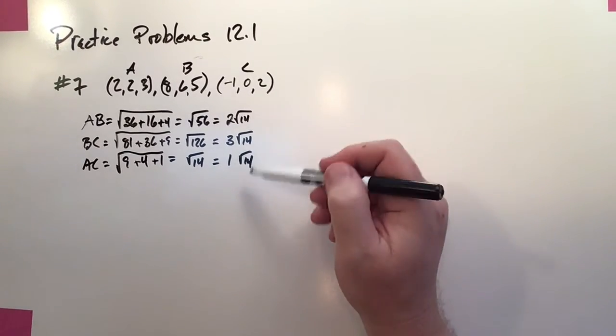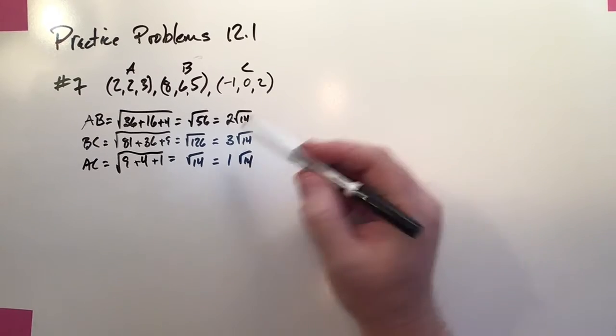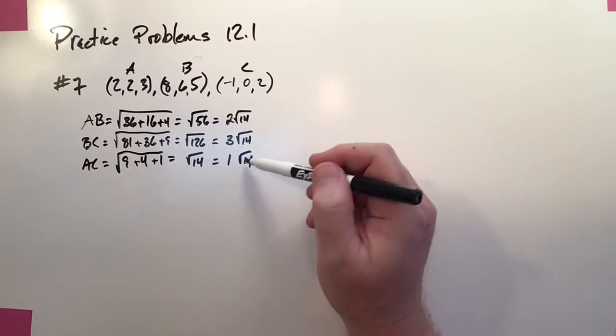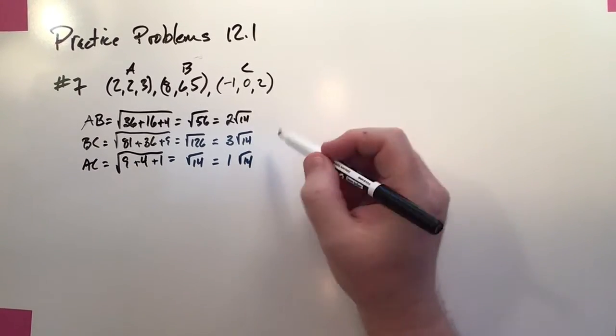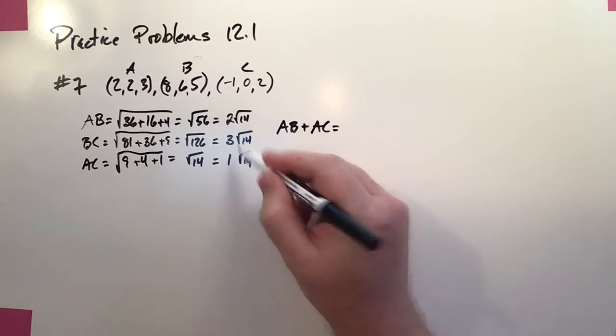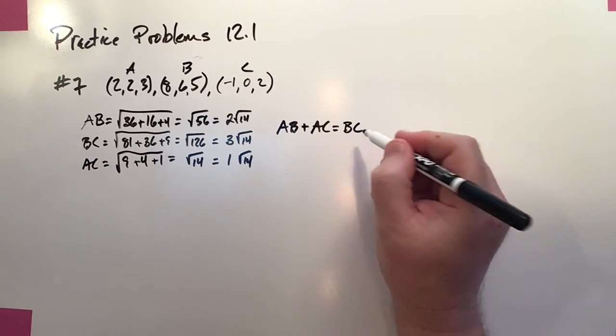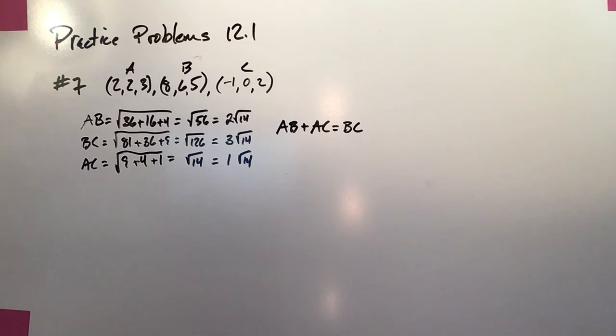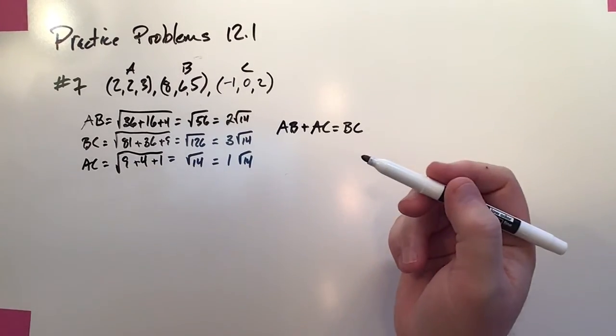And then we can see the problem here. If I add AB and AC, I actually get BC. That is, AB plus AC is equal to BC. And that's the reason why this guy just barely makes the criteria for a triangle. It's not really a triangle.